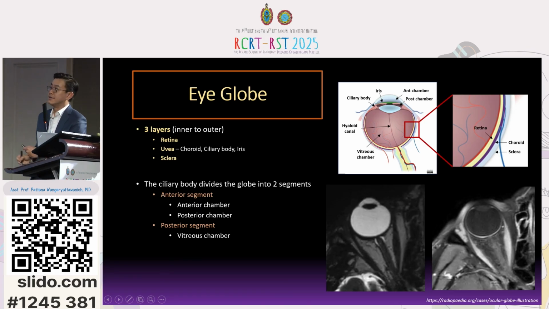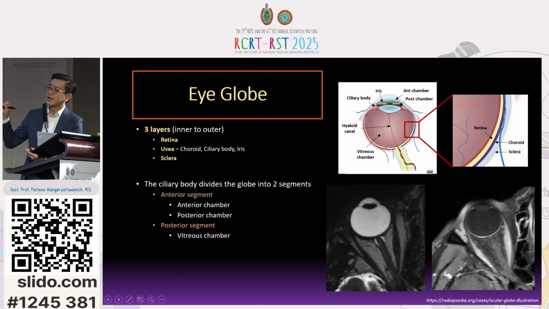Okay, next structure is the eye globe. The eye globe is a very unique structure, and its wall is comprised of 3 layers. Starting from the inner to outer, we have the retina, then the choroid as the middle layer, and then the outermost layer is the sclera, which is mainly comprised of fibrous tissue.